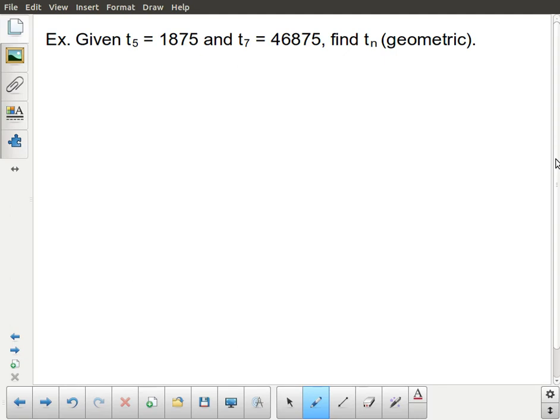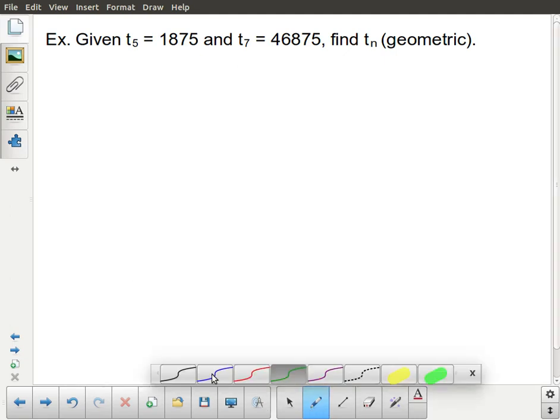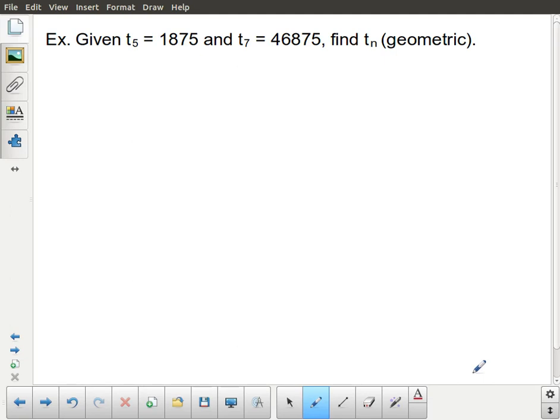Okay, I believe this is the last one. I've saved the most complicated for last. I'm going to do something here that I think will catch some students off guard or will be surprising. Can you really do that? Yes, you can really do that.